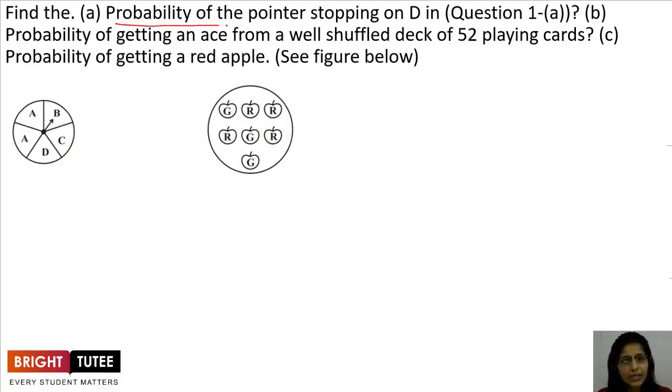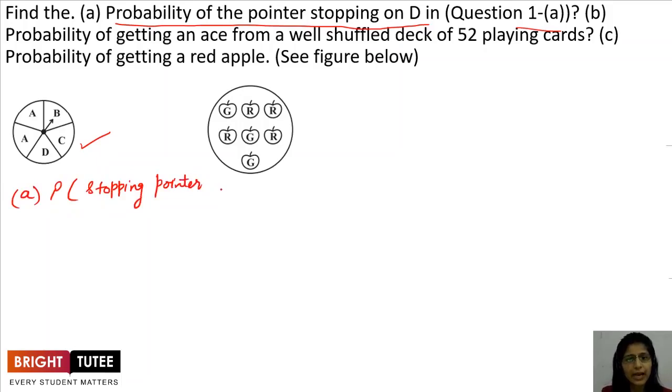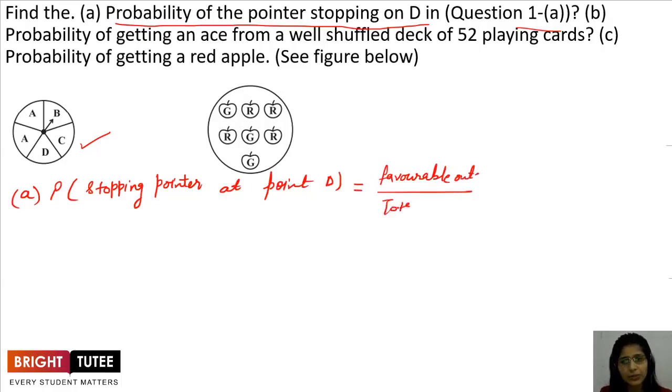It says, probability of the pointer stopping on D in question number 1 is, so I have already kept the image for you for this wheel. So they're asking in the first part, probability of the pointer stopping on point D. So naming the part as A, we have to calculate probability stopping pointer at point D, right? So again the same formula, favorable outcomes divided by total outcomes.